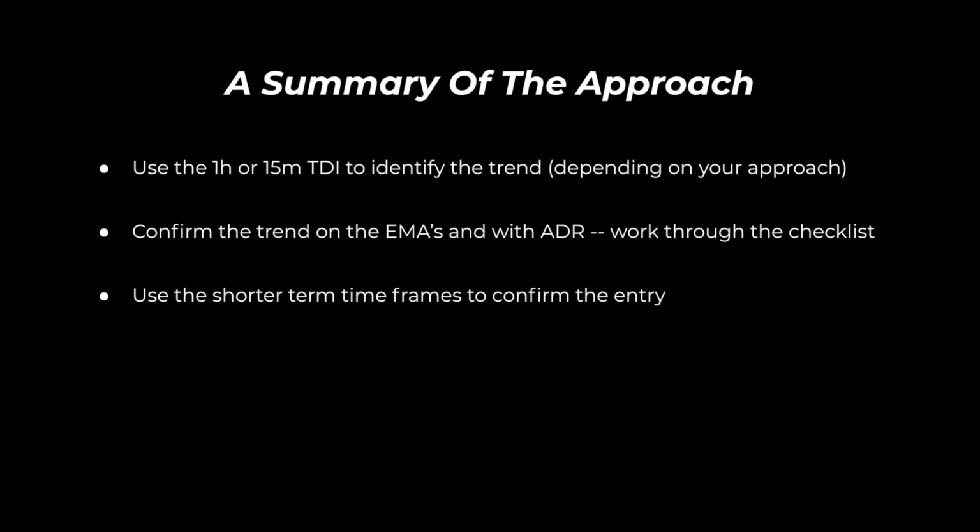All of these things, if you start to say, look, it's busted ADR, it's already gone like 90% of what it does on average. If it's not breaking for a new high of day, if it's already overbought, why would I buy it? There's too many parameters that just don't fit. So make sure you're confirming the trend with the TDI, confirming the trend with the EMAs, making sure it's got space on ADR, and then using the shorter term time frames to confirm your entry.